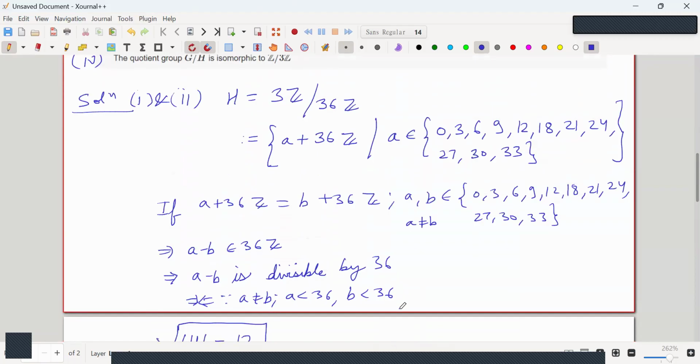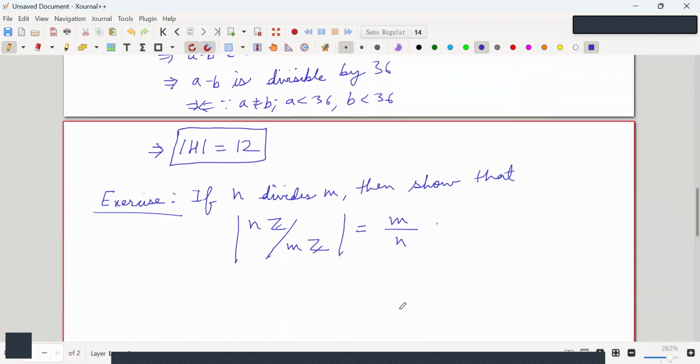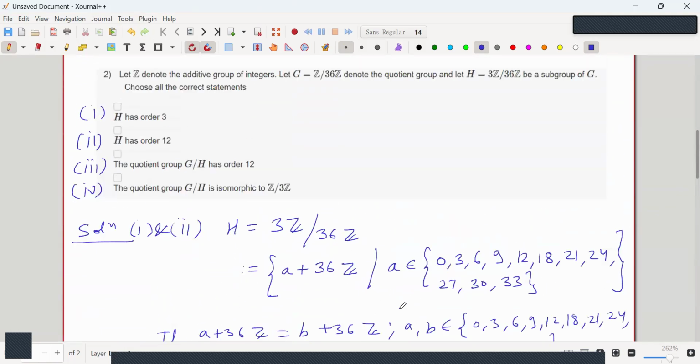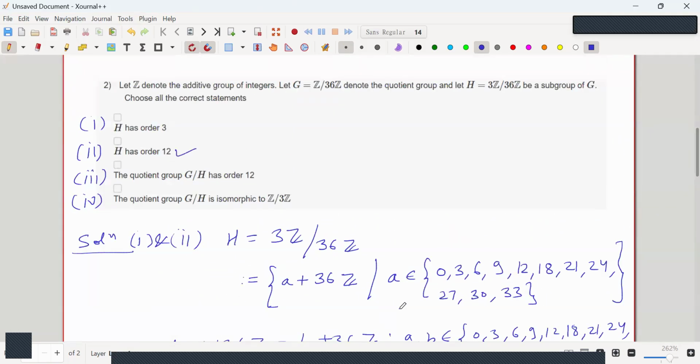36 divided by 3 is 12. The same proof will work. Okay. So this option is correct and this is not correct. Now the next part: the quotient group Z modulo H has order 12.